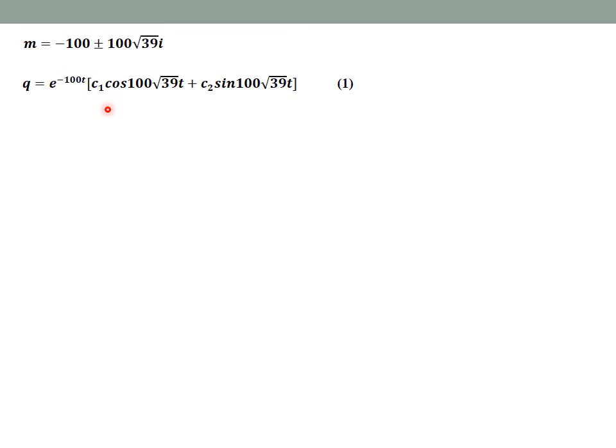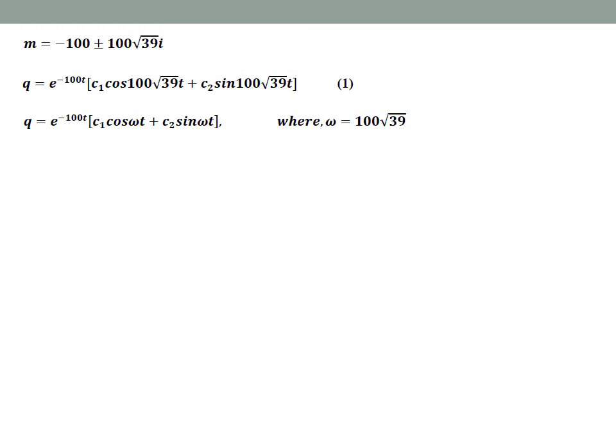Actually, initially in the question they had given me some condition, correct? What condition they had given me? And one more thing, for the sake of simplification, I am taking this 100 into root 39 as omega. To write it again and again will be difficult, so I am just taking it as omega. Even if you keep it as it is, no problem. It's not like you have to take it, but it will be easy for me to write, that's why I have taken it.